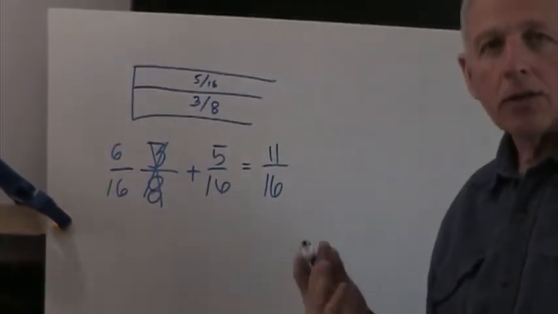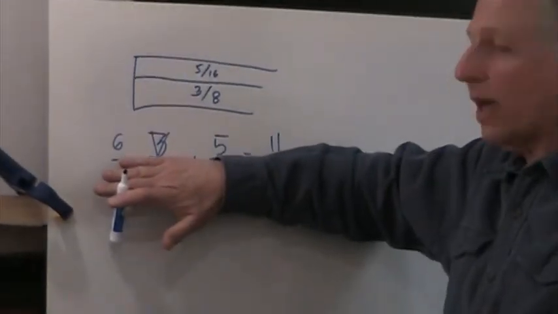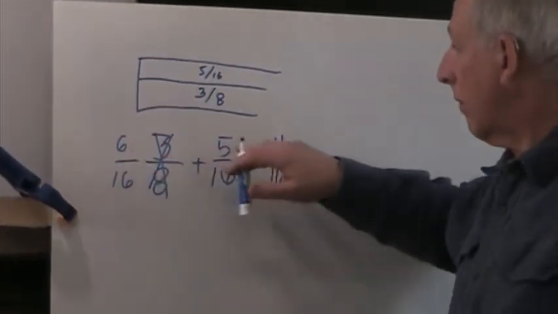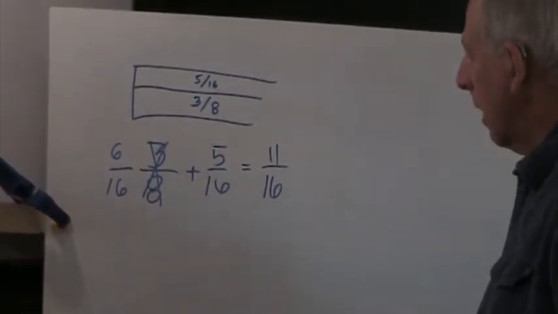So that's how you add and subtract fractions. You need that common denominator, and then you just do the simple math across the top. 6 plus 5 is 11. Or if I was doing subtraction, it would be the same concept. I'm not going to repeat that.